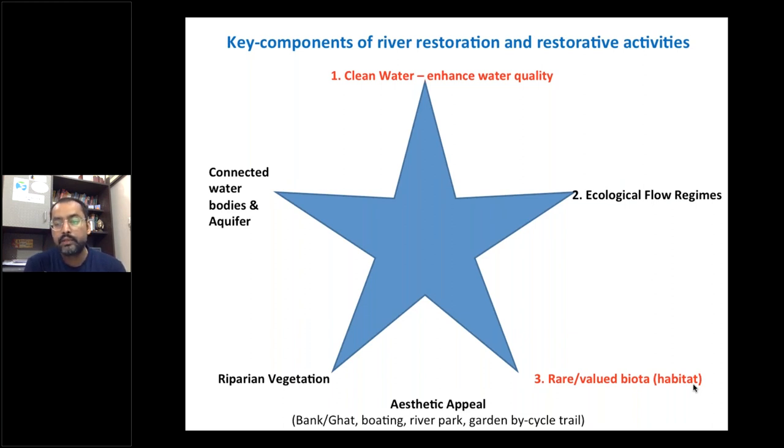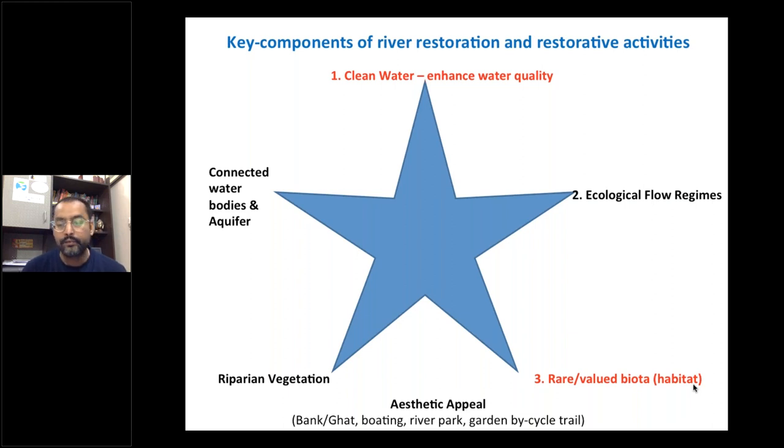Secondly, we want to maintain the ecological flow regimes, not a static flow that you make from one impoundment in one area. When the city starts developing, you make a dam or reservoir, and then as the city expands, you make another dam or reservoir, and your entire riverfront or water body looks like a static water body. That should not be the purpose, because the river has multiple flow regimes.